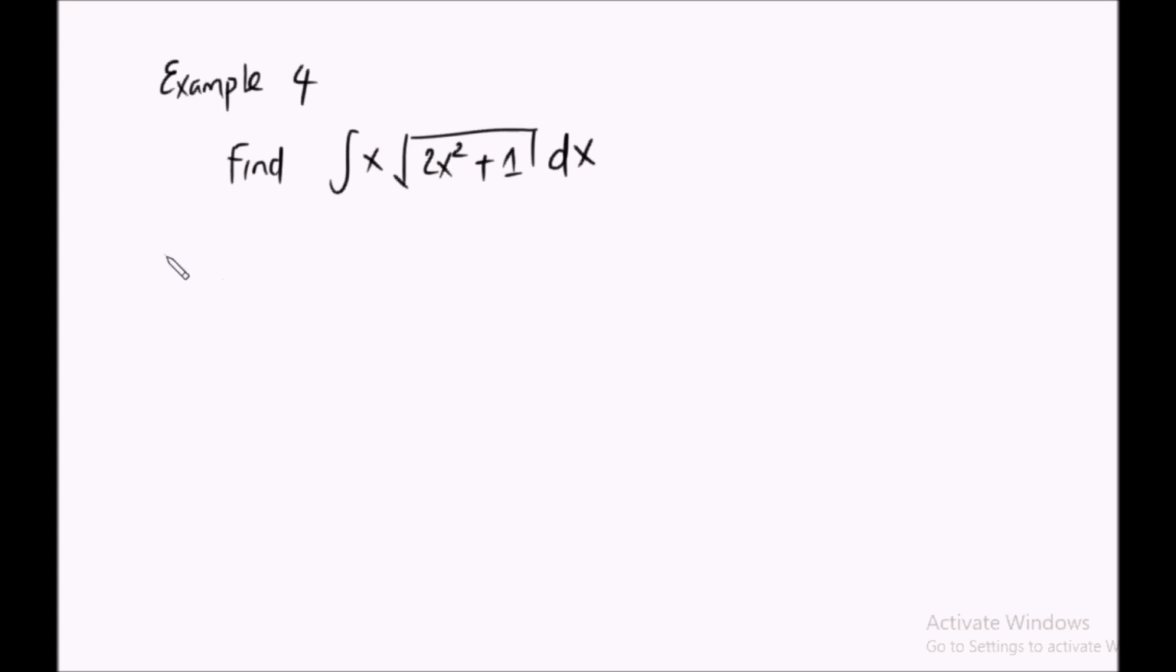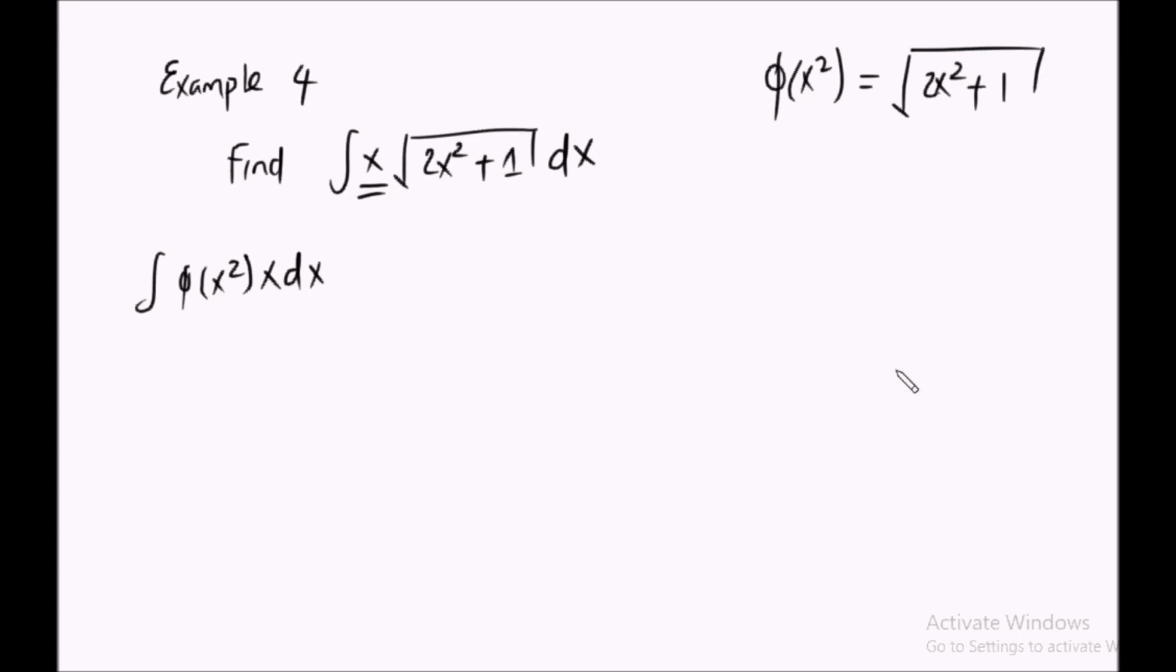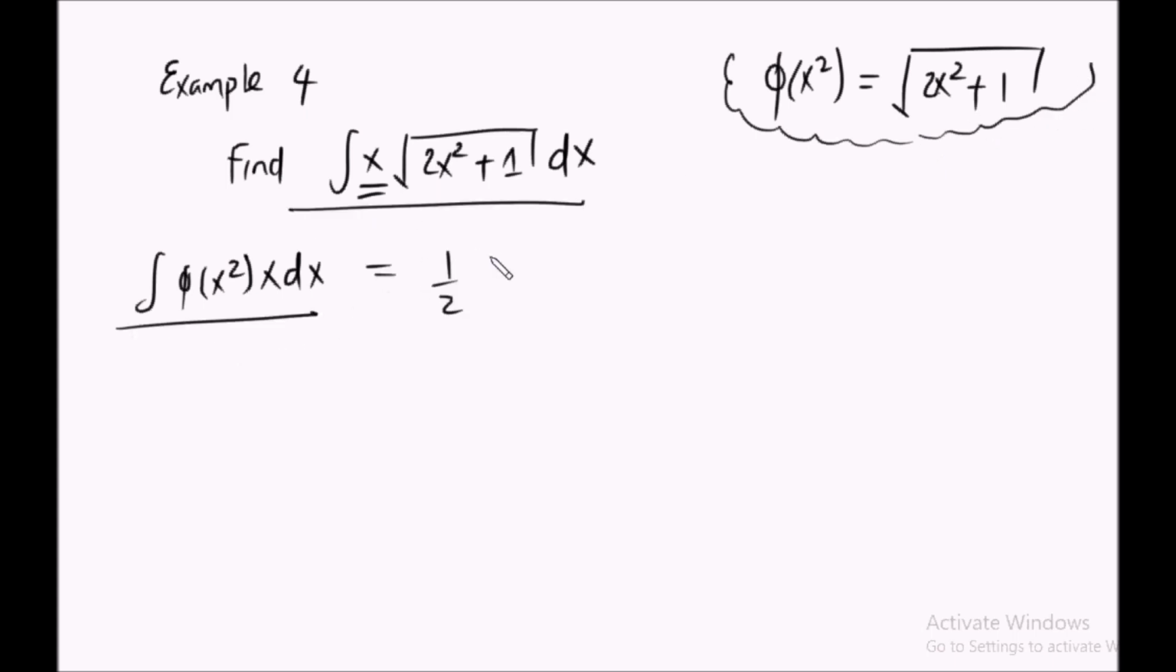So this pia ipo kwa mfumo huo phi of x squared, a function of x squared times x dx. So this is a x. So a function of x squared now ni hiyo hapo, the square root of 2x squared plus 1. Okay? So this one is phi of x squared. So what I want to say, hii ipo kwenye mfumo huu. So we are going to use this formula by substitution method, u du, where u is equal to x squared.